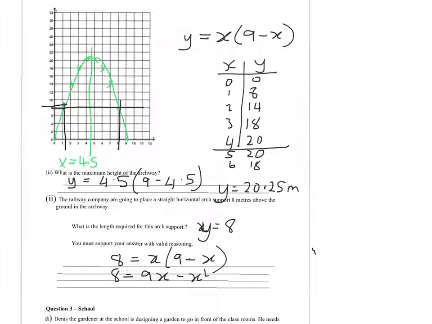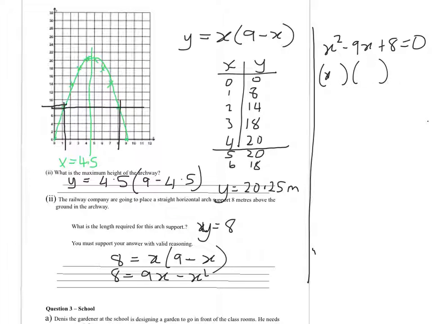If you want to do this, I'll do this down the side here. If you want to do the whole equation, we can rearrange that to x squared minus 9x plus 8 equals 0, and we'll solve that. We'll have x minus 1, x minus 8 equals 0. So our values of x could be x equal 1 and x equal 8. So the distance between them, the length actually, is going to be 7 meters.